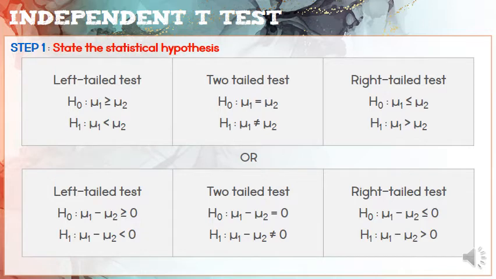So, dalam apa-apa hypothesis testing, your first step adalah untuk state your statistical hypothesis. So, your hypothesis can be a one-tailed test or it can also be a two-tailed test. So, which one to use? It depends on what the question claims.